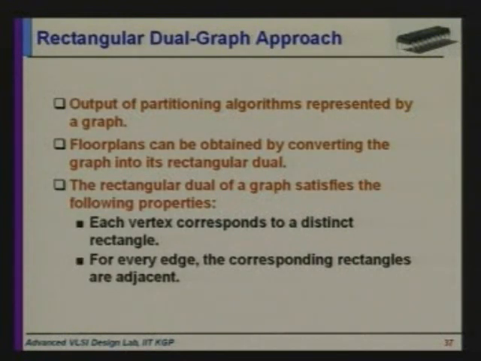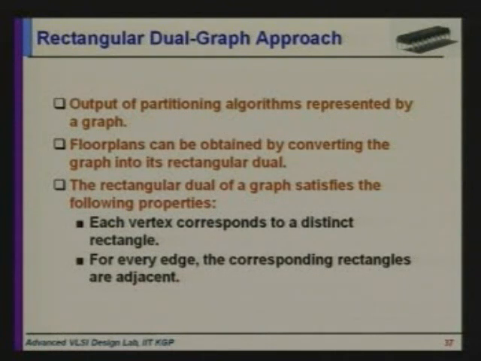So in the rectangular dual approach, the outcome of the partitioning algorithms is given by a graph. Floor plans can be obtained by converting the graph into its rectangular dual. So what is the dual of a graph? Given a graph G equals (V, E), I'll have its dual. The vertices of this dual graph will be the faces of this graph.